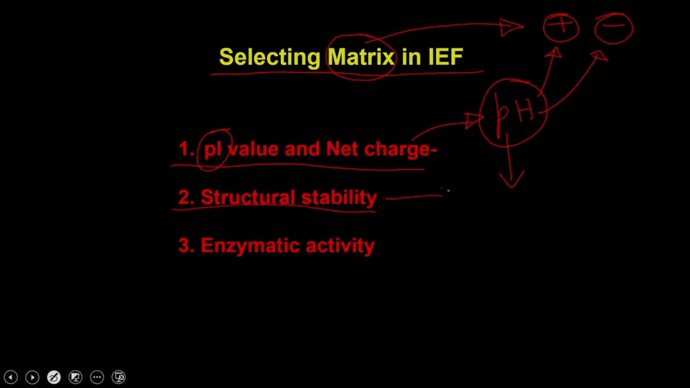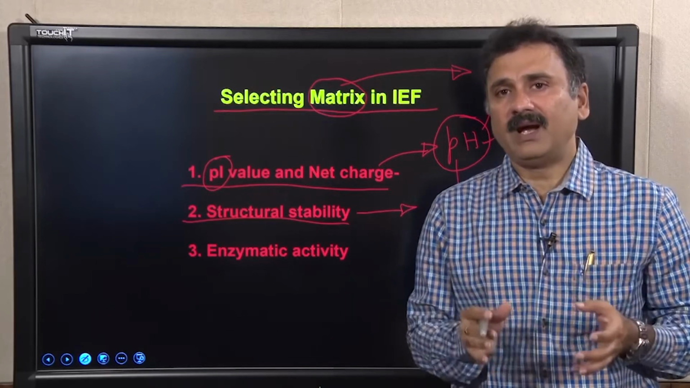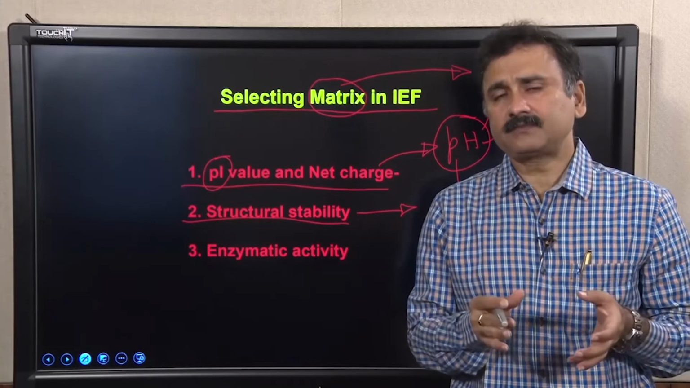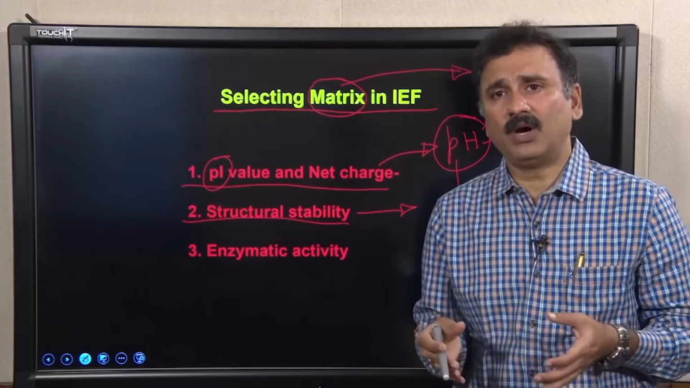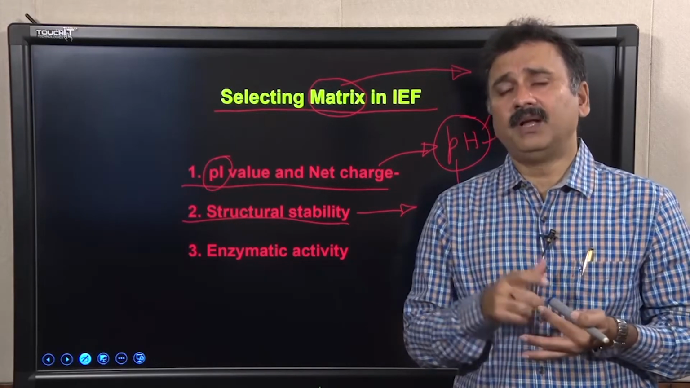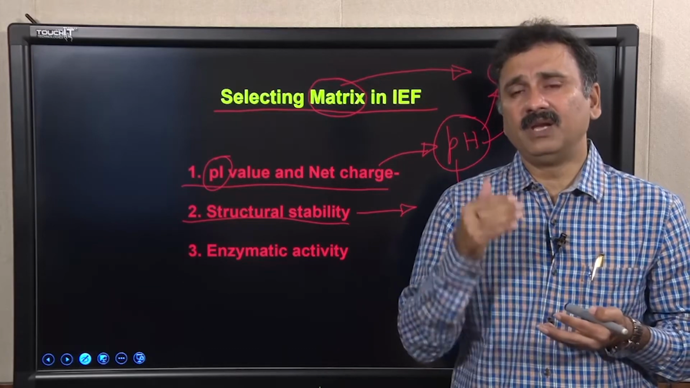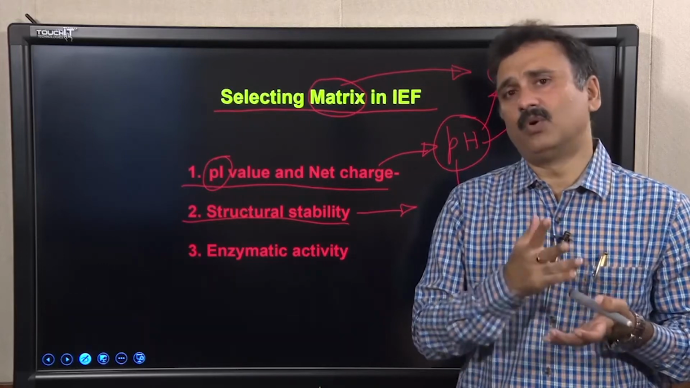The second thing is, once you have selected the pH, you also have to decide whether this particular pH is going to affect the structural stability, because the ultimate goal of any chromatography technique is to purify a protein which is three dimensionally stable, which should have its native conformation as much as possible, because the ultimate goal is to purify functionally active, three dimensionally native proteins.